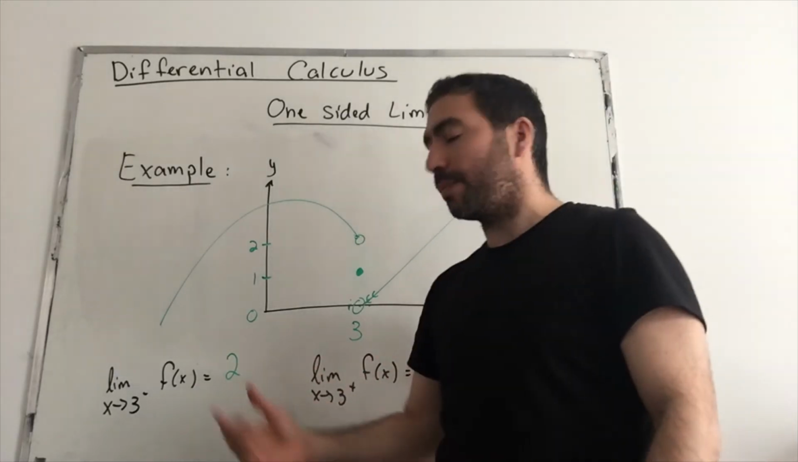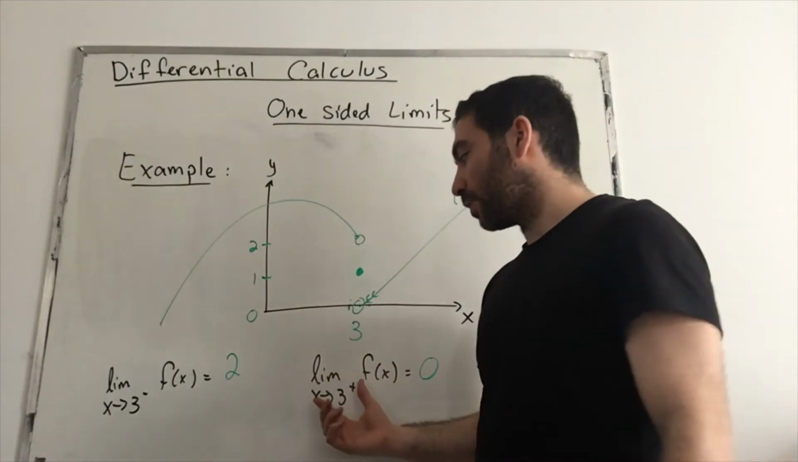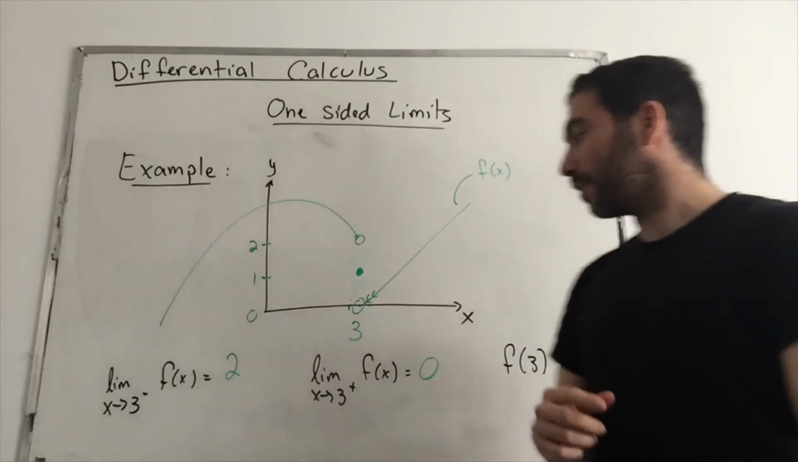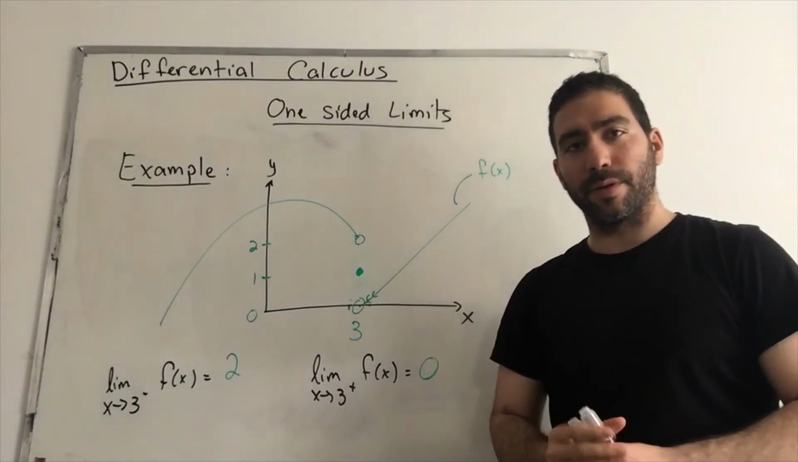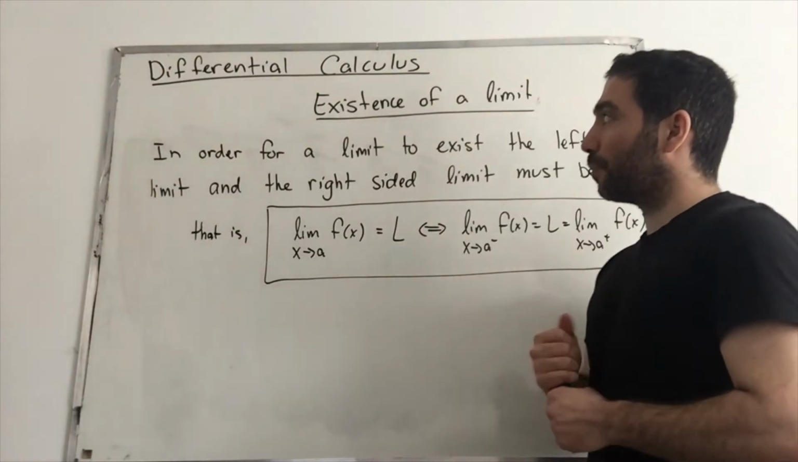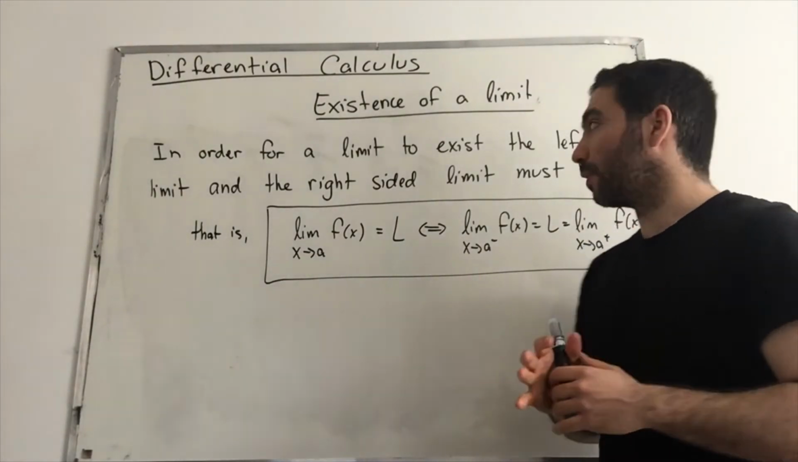Okay, so when we talk about limits, it's as we approach values, what's happening to the y values as we approach a certain x value, whereas f of 3 is what's happening exactly at the value 3. Okay, so now we're going to look at a very important notion, the existence of a limit.